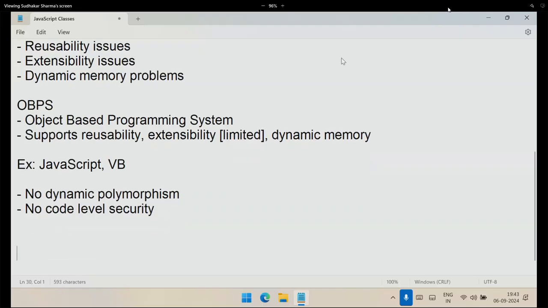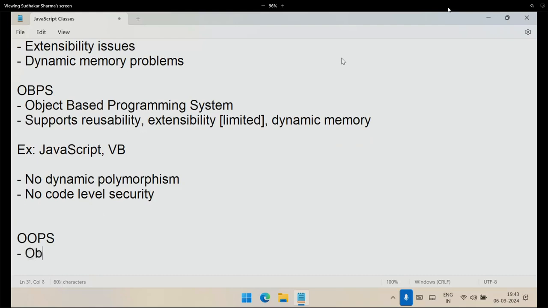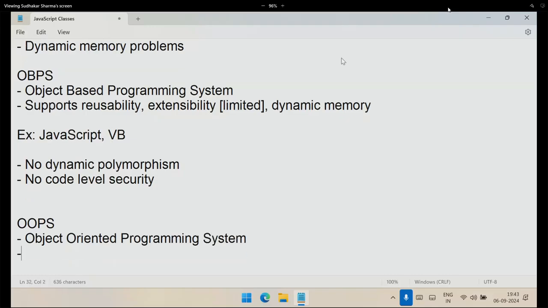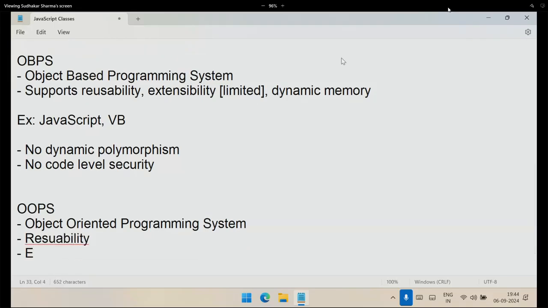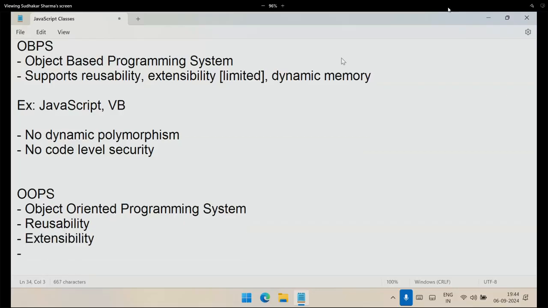We have OOP. What is it? Object-oriented programming system. The key features are it supports reusability. It supports extensibility. It supports code level security.